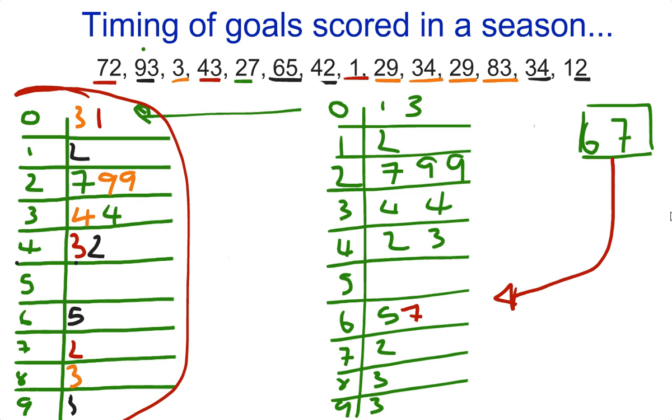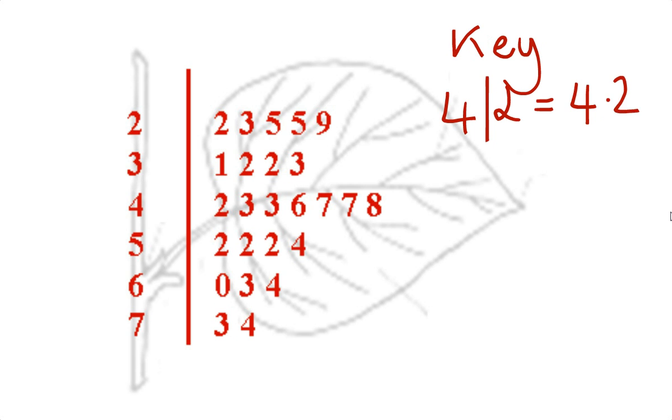Now, in an exam you'd be asked to produce a key, but I'll talk about that when we come to constructing stem and leaf diagrams. Anyway, here's a stem and leaf, and as you can see, all the numbers are listed. But here's a question for you. If I had a key, and here's my key, I'm going to tell you that 4 | 2 means 4.2.